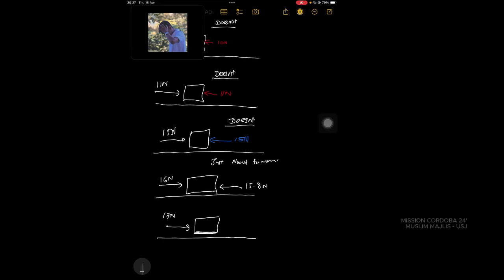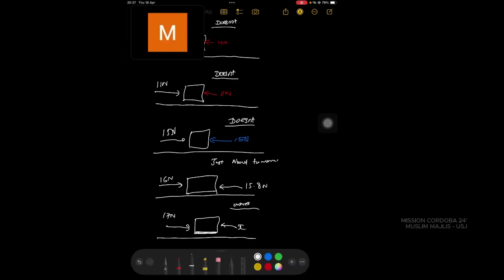And the block is moving. Now, how much is the frictional force? Greater than 17 or less than 17? Less than 17. Let's draw a graph.